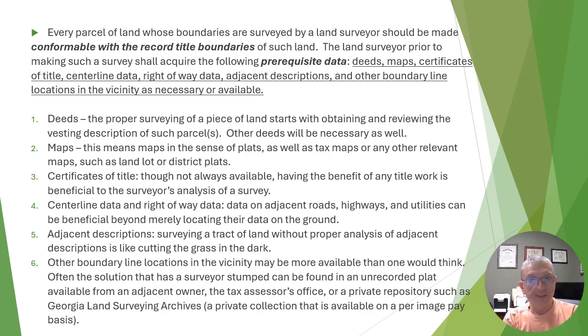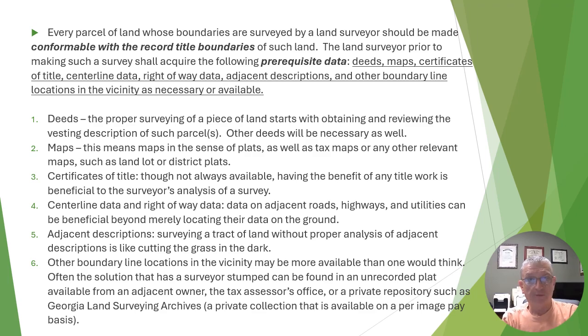Notice the rule says that these things are prerequisite data. You know what a prerequisite is. This is something that has to be done first. So let's go through these. Deeds. Obviously, we have to start with our own vesting description and other deeds as well. Maps. This means maps in the sense of plats, as well as tax maps or any other relevant maps, such as land lot or district maps. Certificates of title. Although not always available, having the benefit of any title work is beneficial to the surveyor's analysis.